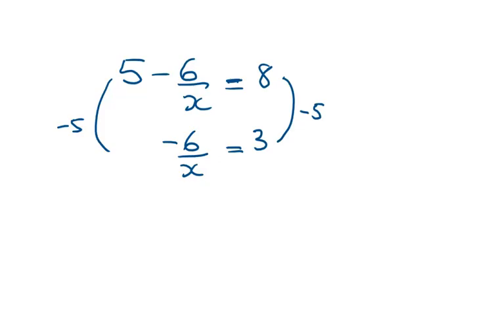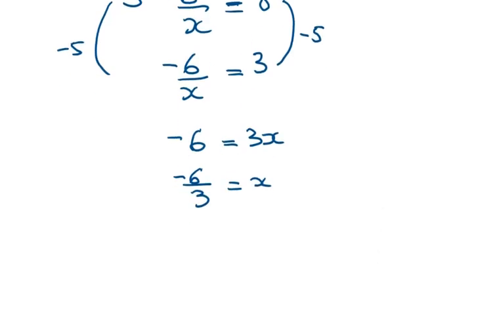Next, I'm going to multiply through on both sides by x, and we get negative 6 is equal to 3x. We're back to a straightforward one step. Divide both sides by 3, and we get negative 6 over 3 equals x. But again, we must simplify that. That gives us x is equal to negative 2. So that's question 29.